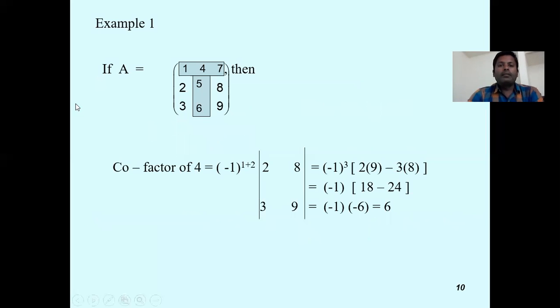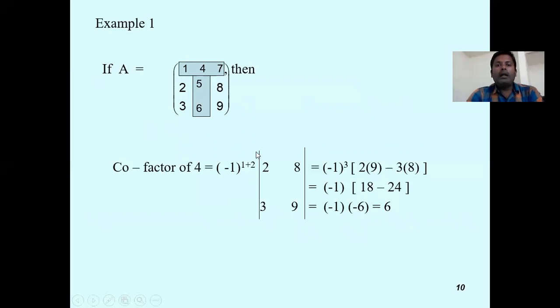Next, we write example 1. If A is equal to [[1, 4, 7], [2, 5, 8], [3, 6, 9]], then find the cofactor of 4. How can we find the cofactor of 4? What is the formula? (Minus 1) to the power of i plus j. Here 4 is available at the first row and second column. So we write here 1 plus 2.